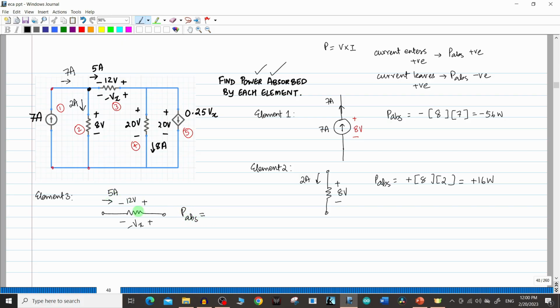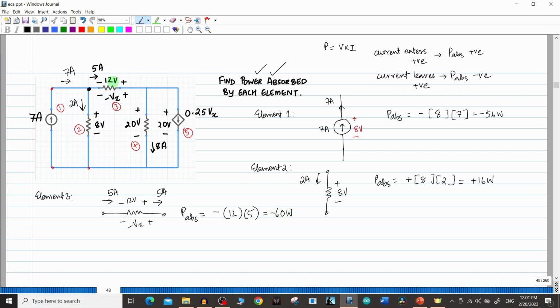Okay, so in this case we can see the current is entering the negative terminal, or I can tell that if I follow the path of the current, current is coming out of the positive terminal, just following the path of the current. So power absorbed will be negative. So minus sign I will put. So what is the voltage value? It is 12 volts multiplied with the current value, 5. So it is minus 60 watts.